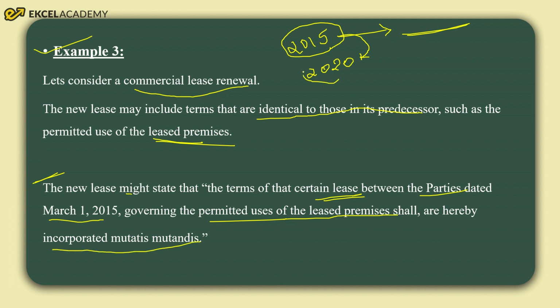So, in the agreement of 2020, the terms with respect to the permitted use of the leased property will apply mutatis mutandis and no change will be brought in that particular clause while other things will be changed. So, this is the concept of mutatis mutandis where certain changes will be made which are required to be made and other terms will remain the same or constant.